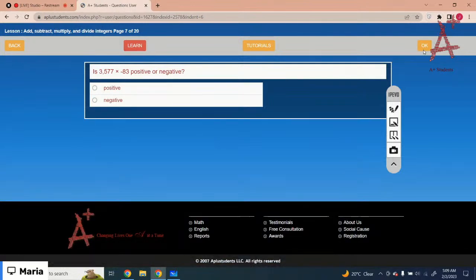Okay, the next one is 3577 times negative 83, positive or negative? So we are going to multiply two numbers with opposite signs. Got it? So the answer must be negative. So just select the correct option and click on the OK button.